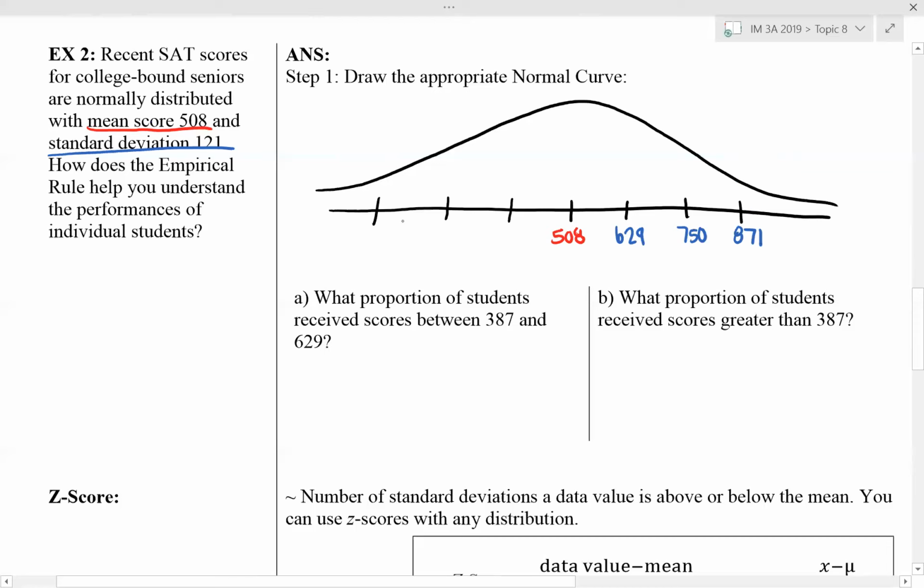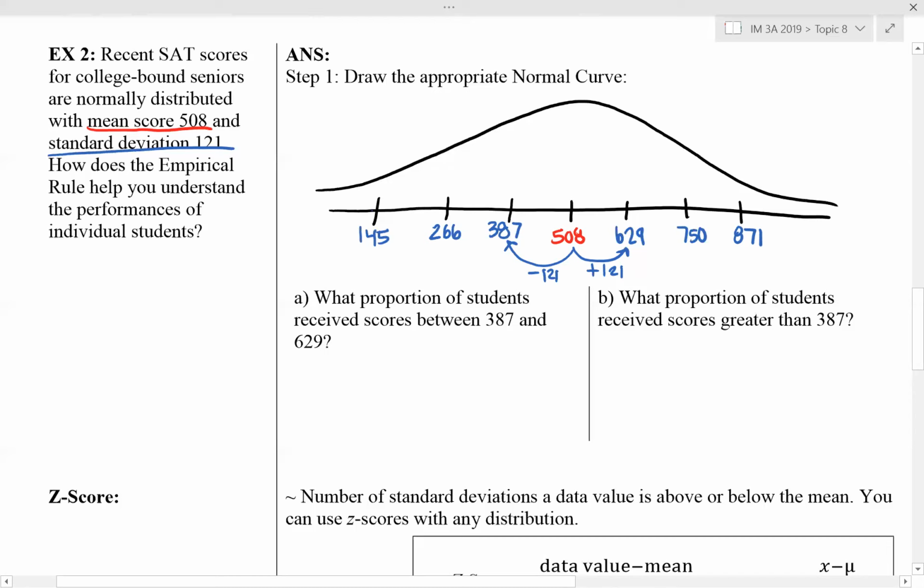So then from 508, now we're going to go backwards. Remember, on this side we were adding 121, and to get on this side, we're going to subtract 121. So 508 minus 121 is 387. Minus 121 is 266. Minus 121 is 145.